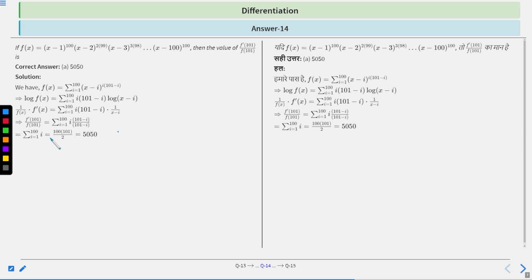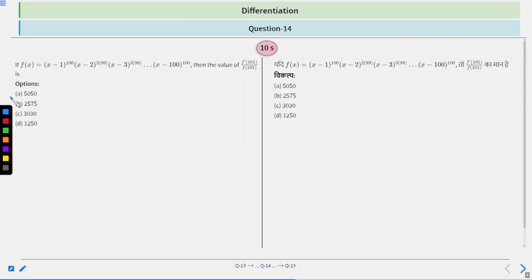Clear? Now it is the summation of natural numbers from 1 to 100, which is equal to n into (n plus 1) by 2, the formula. So it is equal to 100 into 101 by 2, which is 101 into 50. Clear? Answer is 5050. So I think option A is the right choice. Okay. Got it?